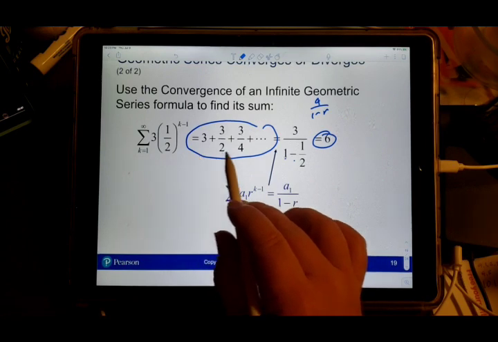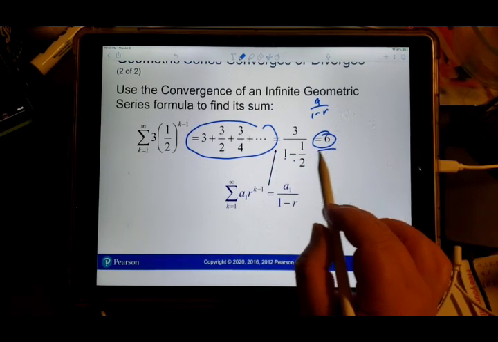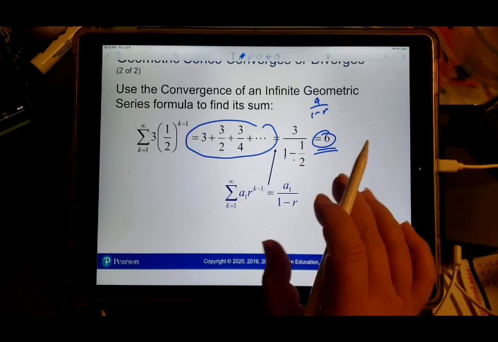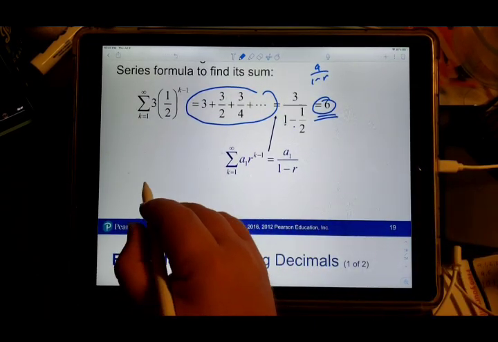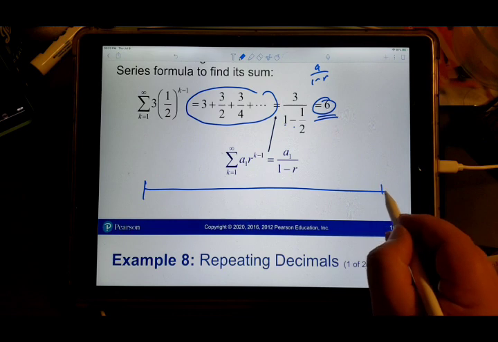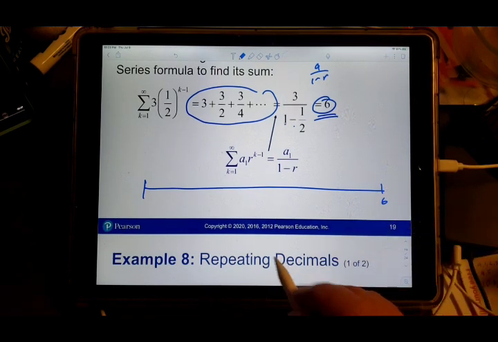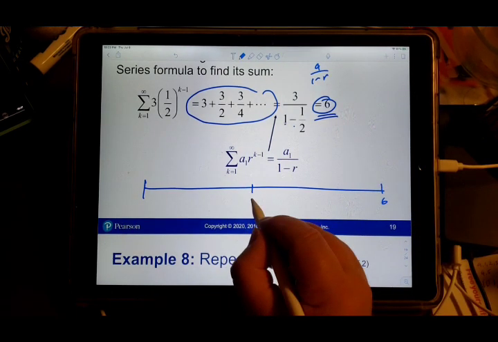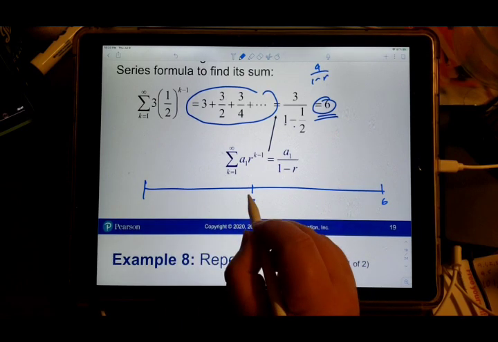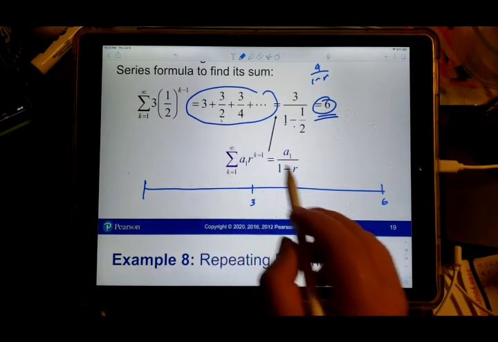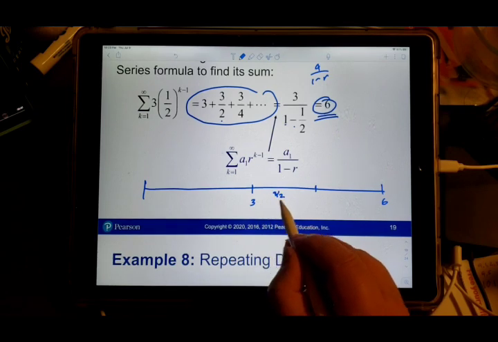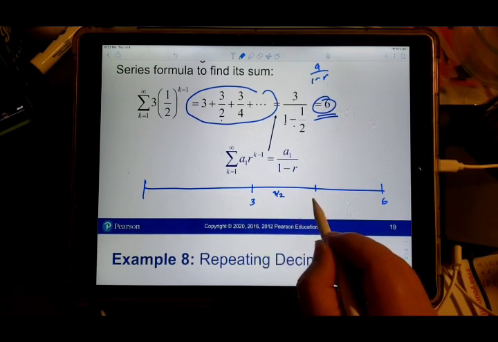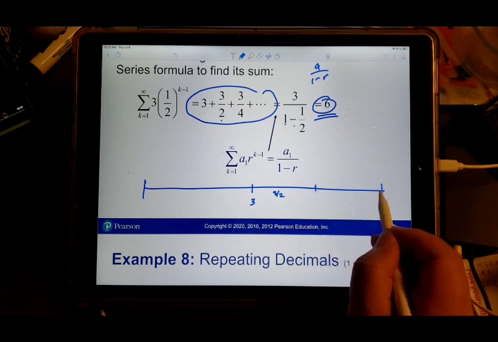So this entire sequence has a length of 6. Now that might be kind of hard to see, and I'm going to, real quickly, explain why it's 6. So remember the first term was 3. What's the next term? 3 over 2. So that's half that distance. So if I add 3 over 2 to the 3 that I had, I'm right here, halfway to 6.